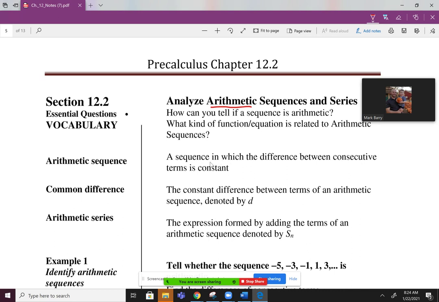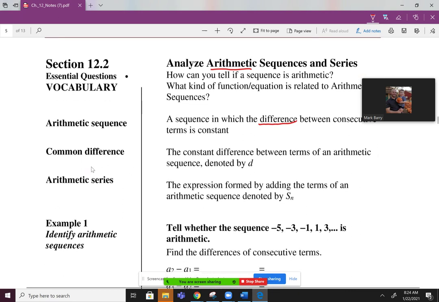An arithmetic sequence is a sequence in which the difference between consecutive terms is constant. So this is going to be a big idea here, the difference. Our next vocab term is the common difference. The common difference is the constant difference between terms of an arithmetic sequence, and we're going to be denoting that with a lowercase d. Probably not on this video, but on a part 2 video, we'll do an arithmetic series, which is back to that sigma, the idea of sum, of adding everything up.